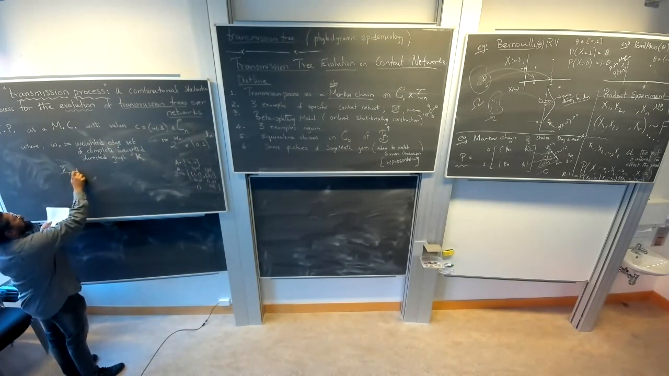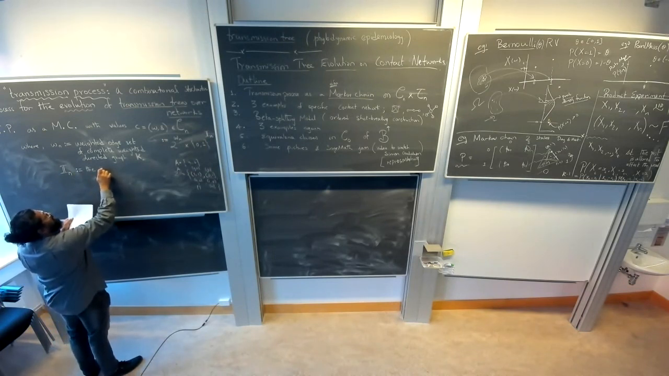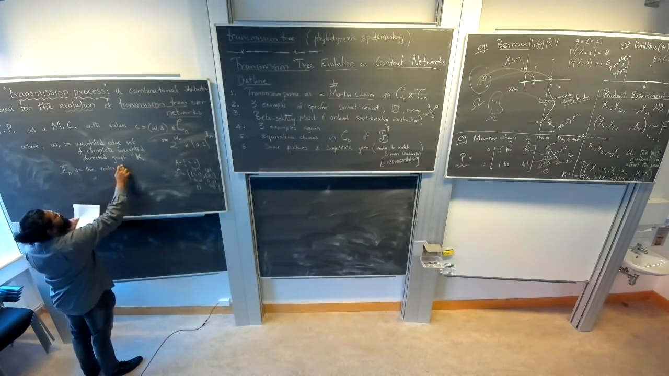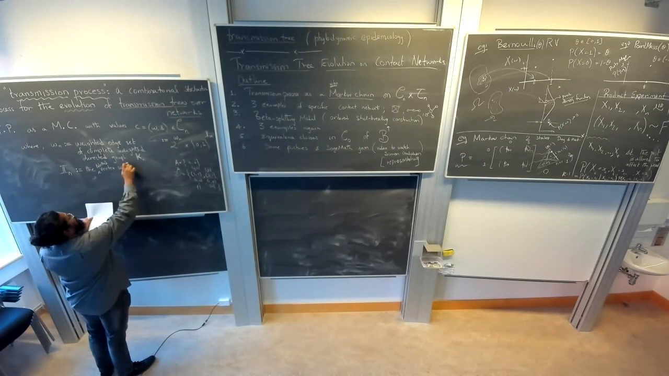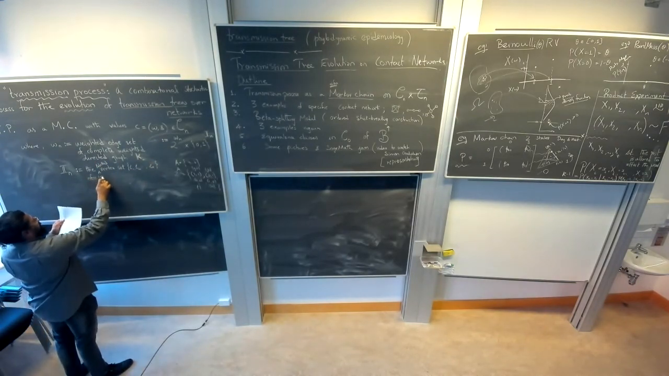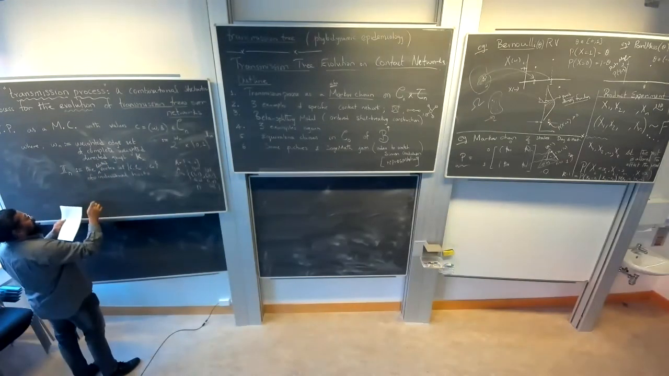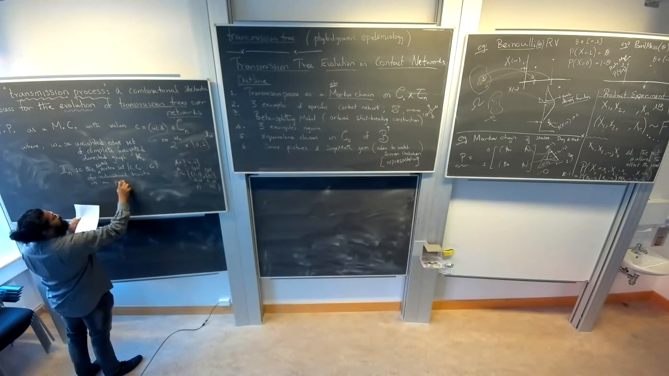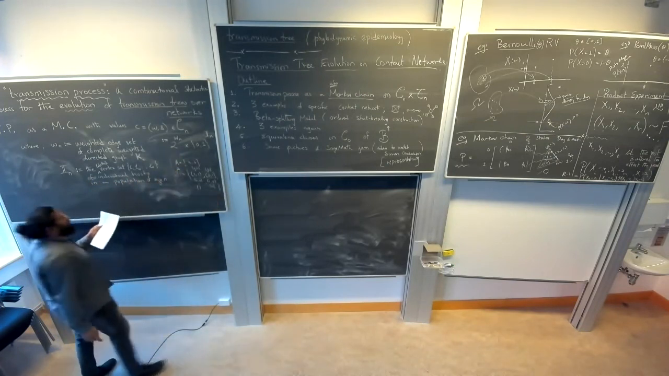So I n is defined to be the labeled vertex set I1, I2, up to IN. All the individuals. Individual hosts in a population.